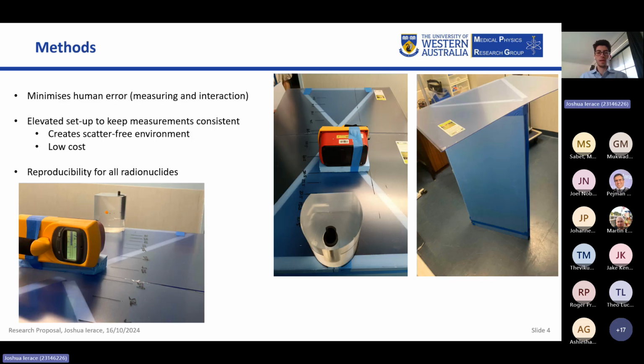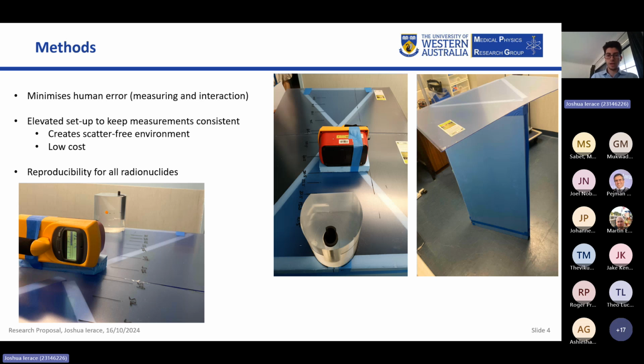So this is the setup that will be used for all the measurements in this research project. I'll be using the same calibrated Fluke ionization chamber to measure the dose rates. This will be rested on an elevated setup made of plastic sheet and blocks of polystyrene foam taped together. This creates an elevated environment which causes a scatter-free environment, which is ideal for my measurements. It is also low cost.